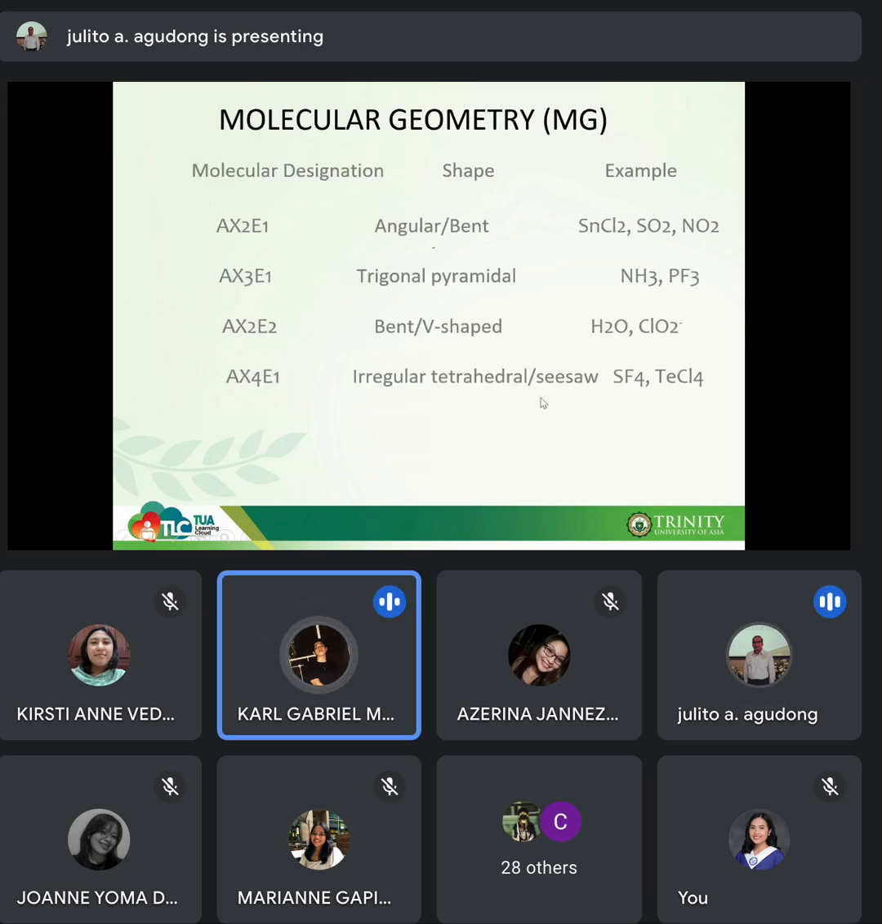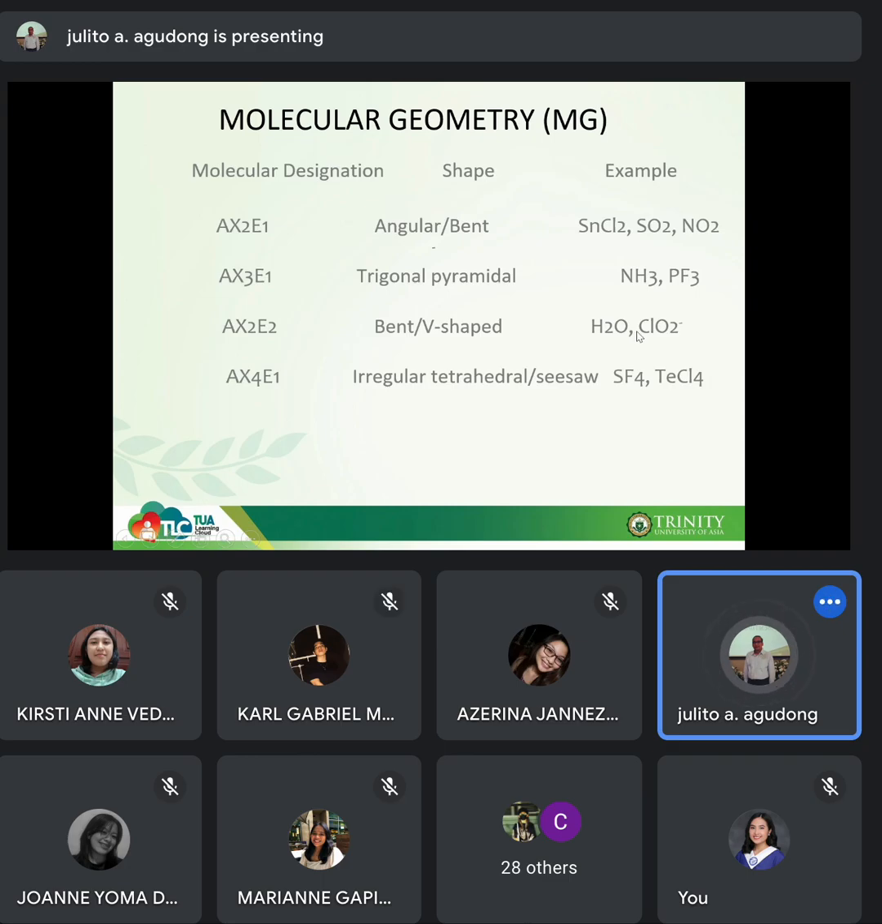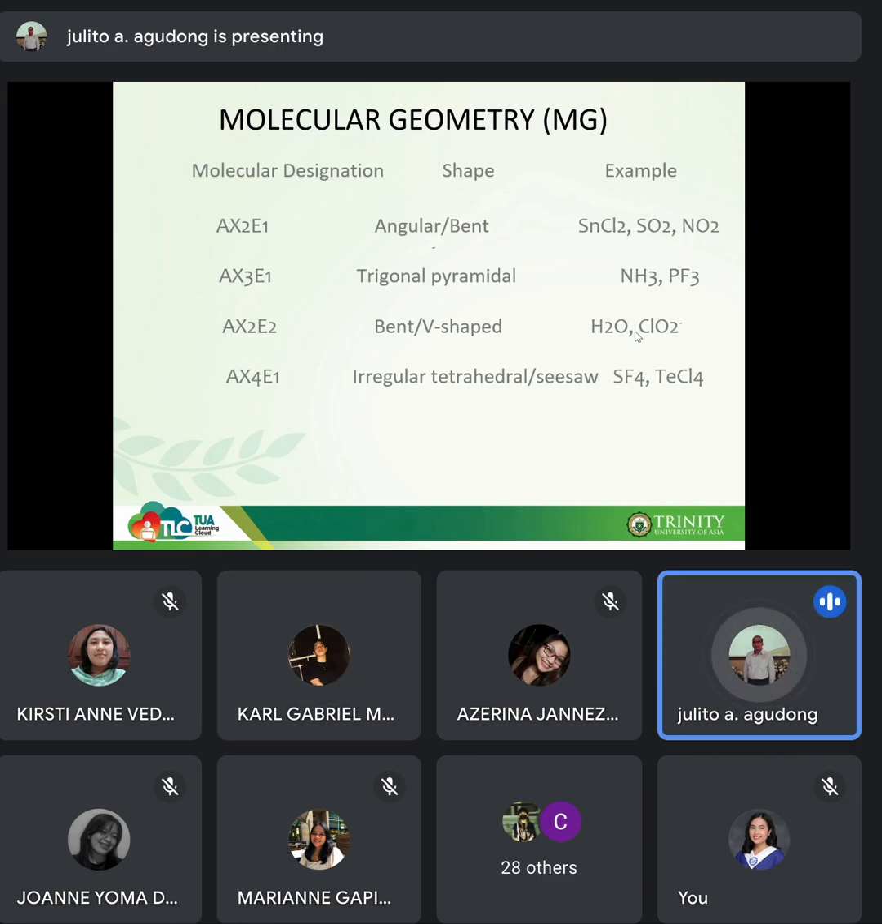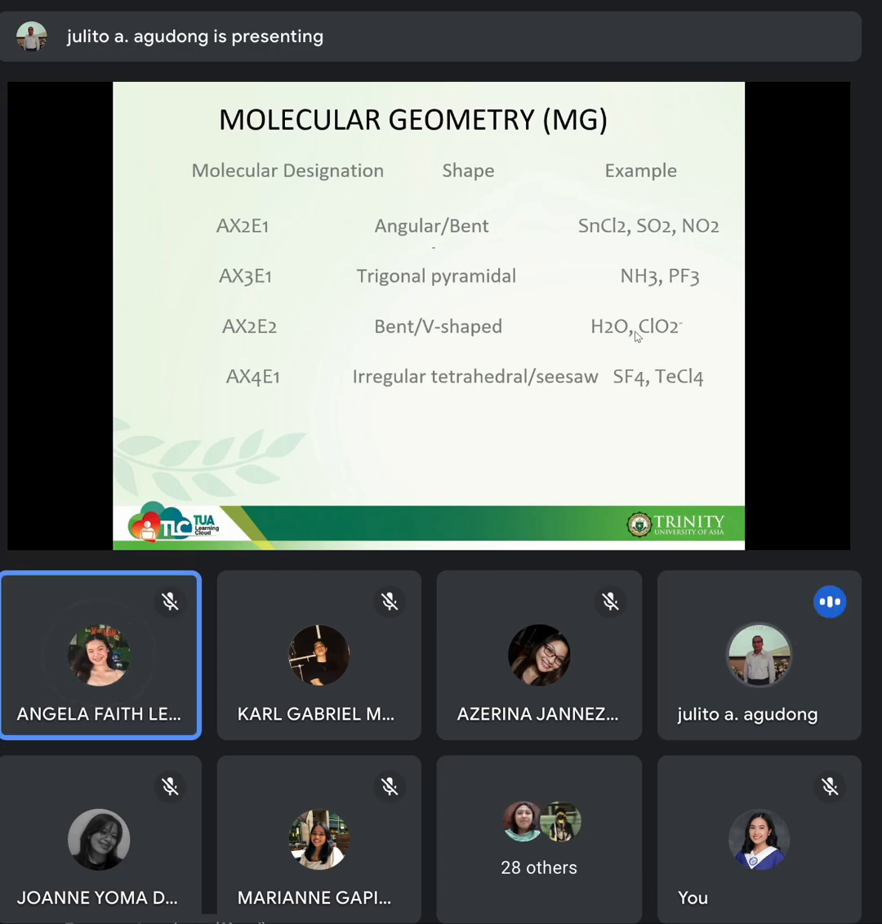Noted po, sir. Thank you. In molecular geometry, water is not an expanded octet. Okay? Not necessarily, but most of them are, of course, those that exhibit expanded octet. Any question pa, class? None po. Okay.